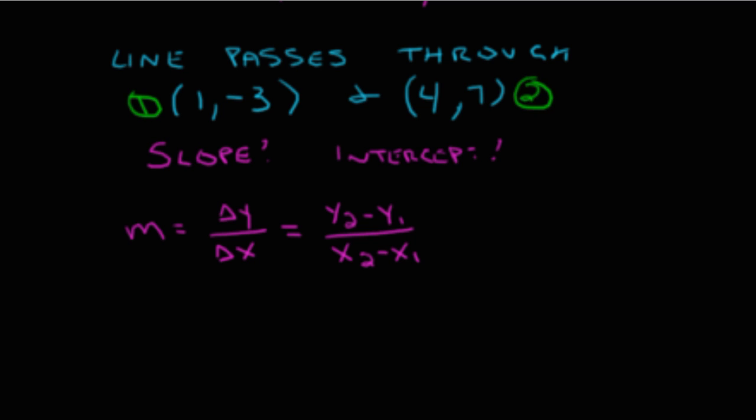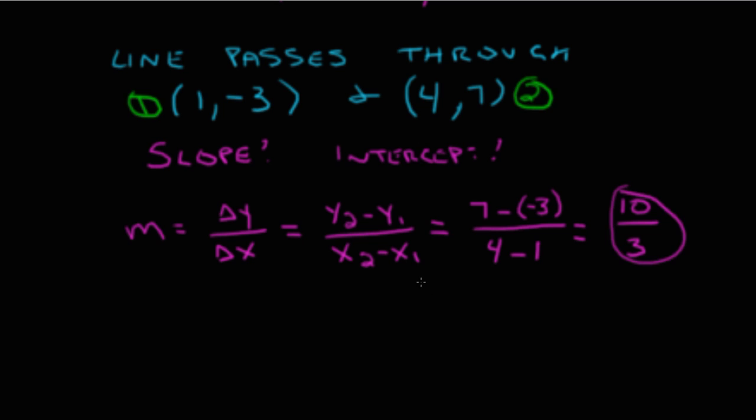All right, so now we can go back to our equation and say, okay, y2 is 7, y1 is negative 3, x2 is 4, x1 is 1. All right. 7 minus a negative 3 gives us a positive 10. 4 minus 1 is 3, and that's our slope. 10 divided by 3 is our slope.